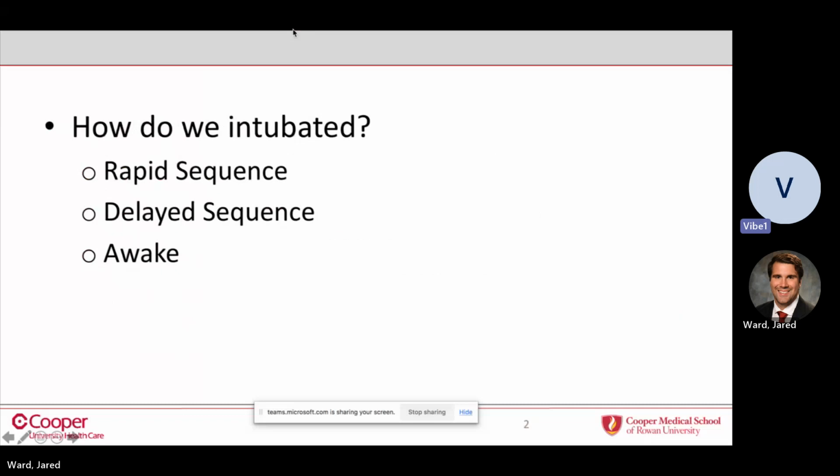And so how do we intubate? We can either do a rapid sequence intubation, which is most commonly what we're going to be doing. There's times when you would do delayed or awake intubation. Delayed intubation is a little bit different than awake intubation. We'll go over that at a later point in time. For right now, we're just going to focus on rapid sequence.